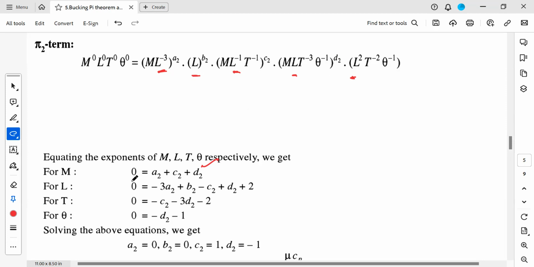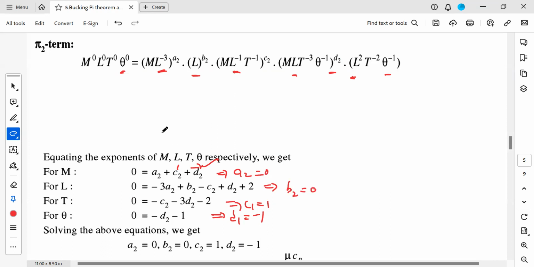For theta, now equate the powers on both sides. Now you will get 0 is equal to this side, 0 is equal to this side. Now this term is minus d2, this is minus 1. So from this you will get d2 is equal to minus 1. From this you will get c2 is equal to 1. Substitute here, that is 1 and minus 1. This is 1 and this is minus 1. So you will get a2 is equal to 0. So from this equation you will get b2 is equal to 0 also.